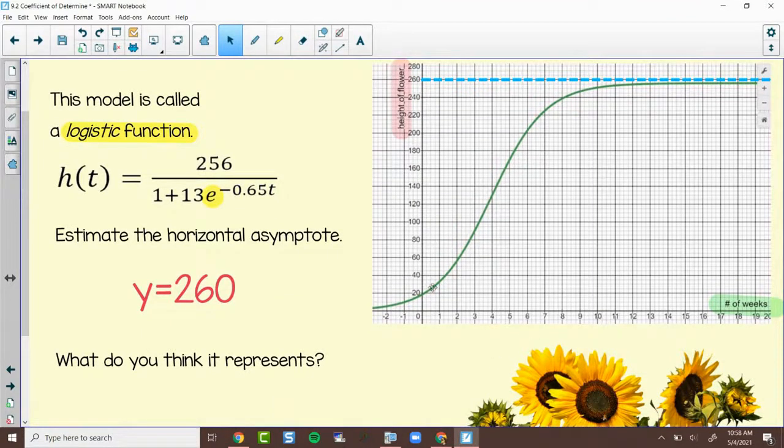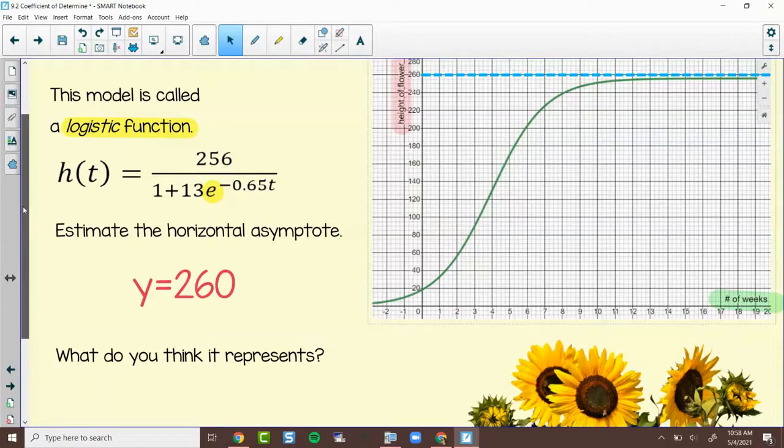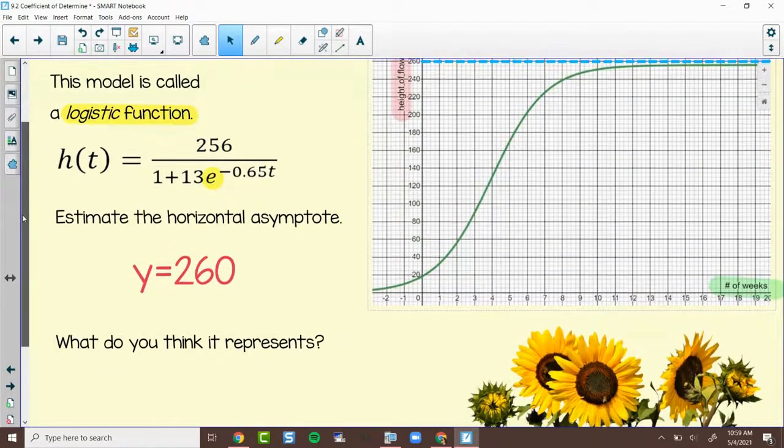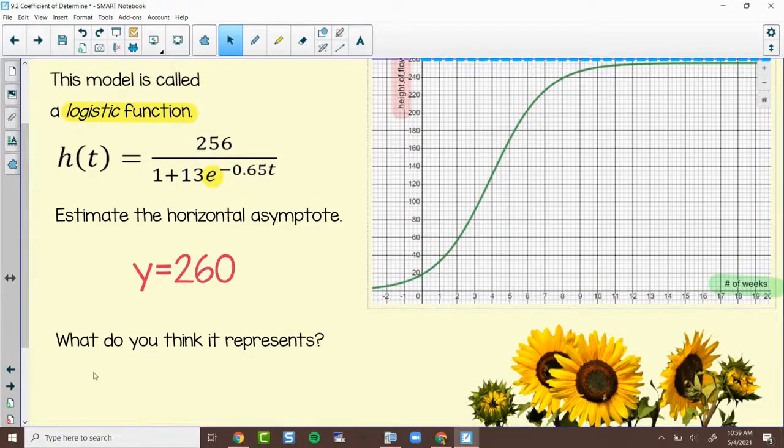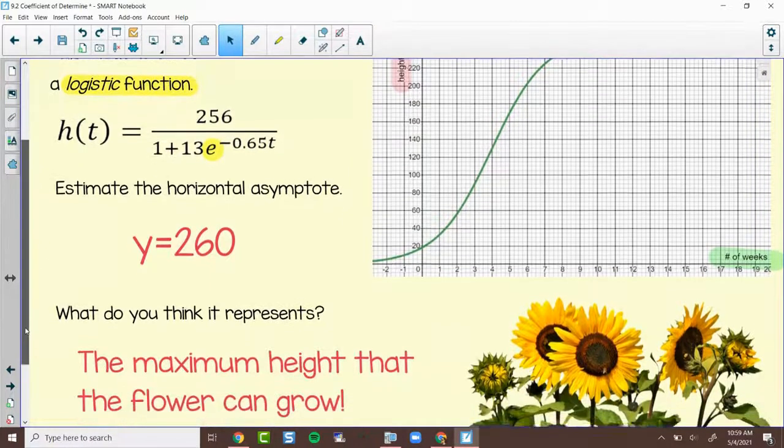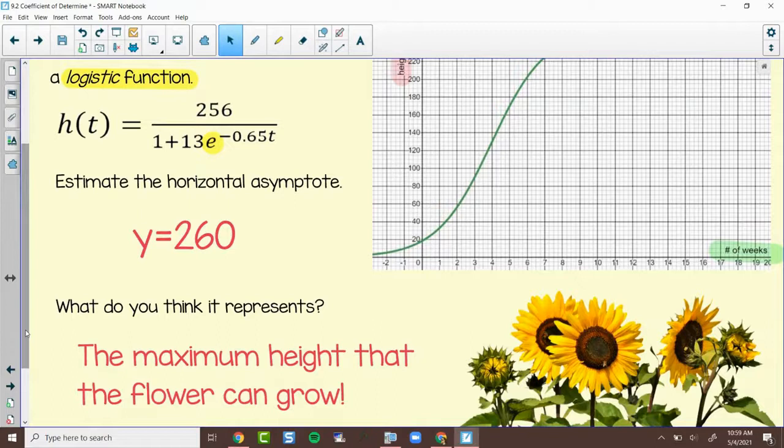Well, here we can see we have our sunflowers and they're growing after 0 weeks. And then all of a sudden it slows down. So no matter how much I continue growing my sunflower, it doesn't keep growing to the sky like Jack and the Beanstalk. It eventually tapers off and slows down. So really, this is the maximum height that our flower can grow. So you can even use other types of models that we haven't seen in this class to make other predictions in real life, like sunflowers, things like that.